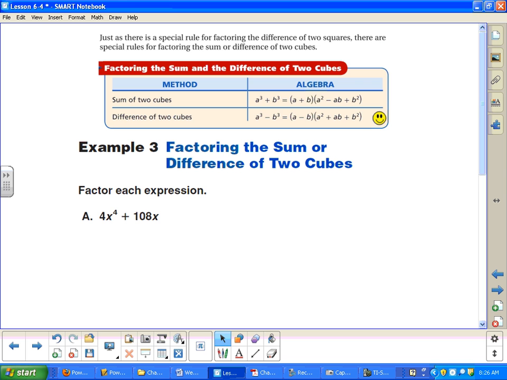So notice, when it's the sum of two cubes, it's a plus b, and the sign between a squared and ab is negative. When it's a cubed minus b cubed, a minus b, and then the sign between a squared and ab is positive. Okay, so there are some connections there. And it would be good for you to memorize those formulas too. Not just write them on your note card, but to actually memorize them so that you can use them quickly.